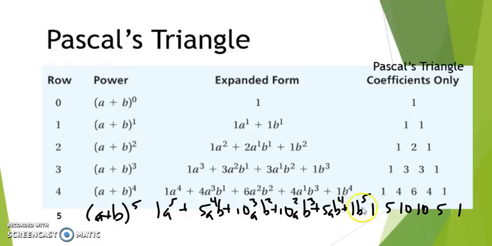So you guys may have to create more rows in some of your classwork assignment. You may have to go to the 6th row or the 7th row. So make sure you understand how you put 1s down the outside of the triangle, and then whenever you have a pair of numbers, you add them up and put the sum underneath in the next row.